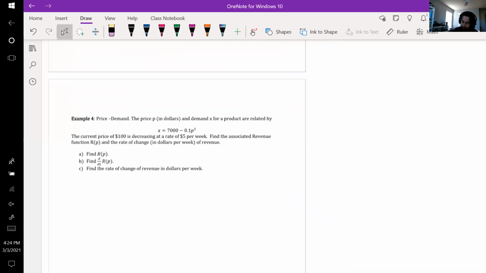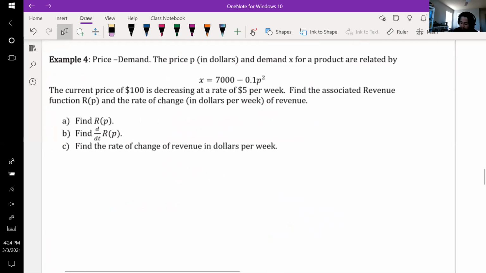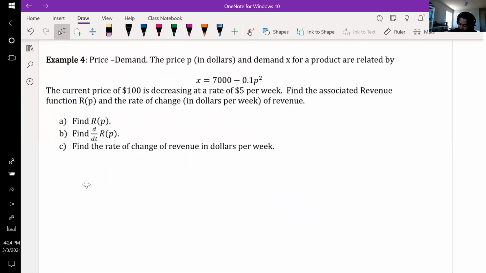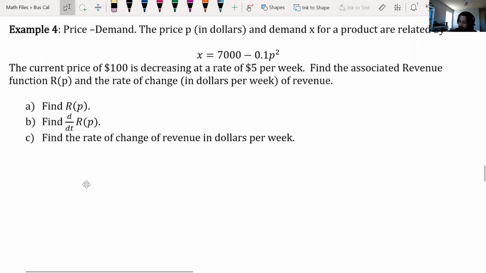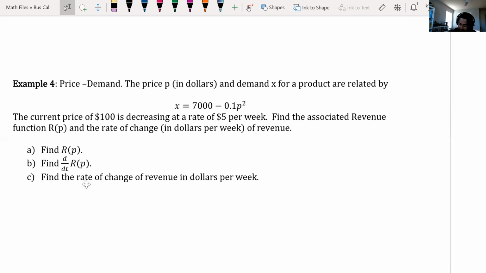All right, example 4. Let me make that bigger. There we go. The price P in dollars and demand X for a product are related by X equals 7,000 minus 0.1 P squared. The current price of $100 is decreasing at a rate of $5 per week. Find the associated revenue function, R of P, and the rate of change in dollars per week of revenue.